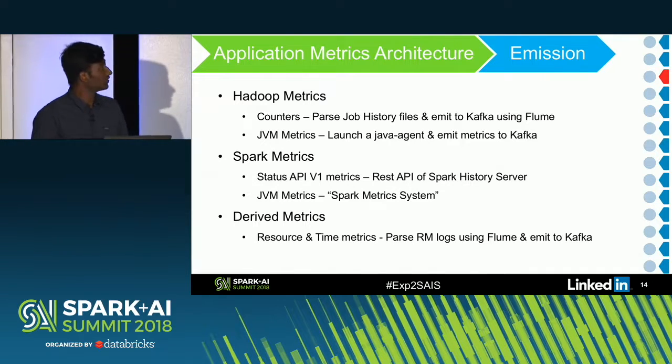In case of Spark, we collect all of the status API v1 metrics by simply querying the REST API of Spark history server. We can also collect the JVM metrics using the Spark metric system. And on top of these standard metrics, we collect certain derived resource and time metrics. For example, we compute the resource consumption of a flow, what's the wastage in that flow, or what was the total duration of the flow, and how much was the delay in it. These kinds of insights can be obtained from the RM audit logs, which tell us when a container was allocated, for how long it ran, how much memory was allocated, and what containers belong to an application, and so on.